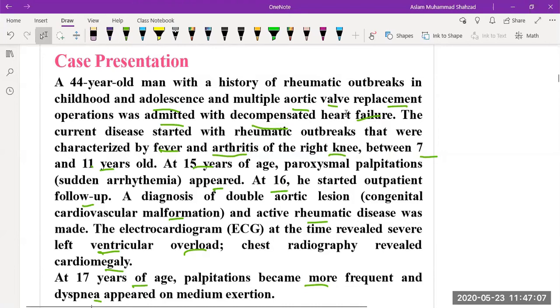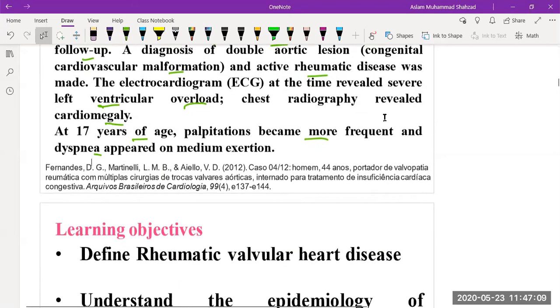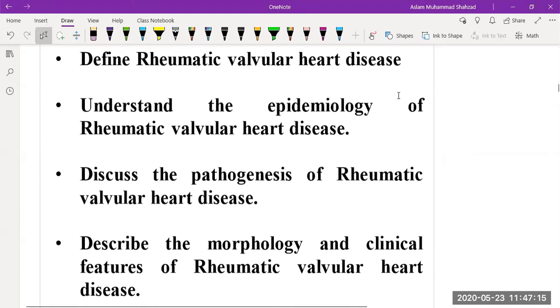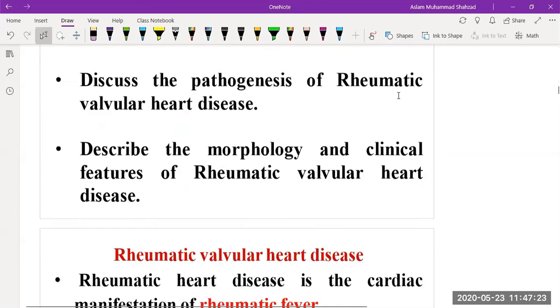So that's a case study. And let's discuss the objectives. We need to define rheumatic valvular heart disease, understand the epidemiology of that disease, discuss the pathogenesis of rheumatic valvular heart disease, and the morphological and clinical features of the disease.